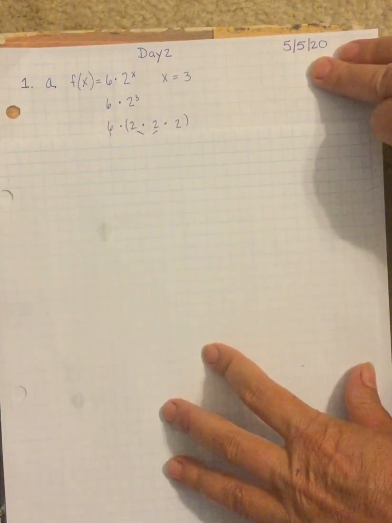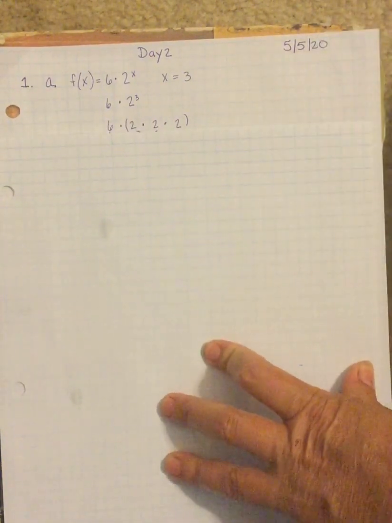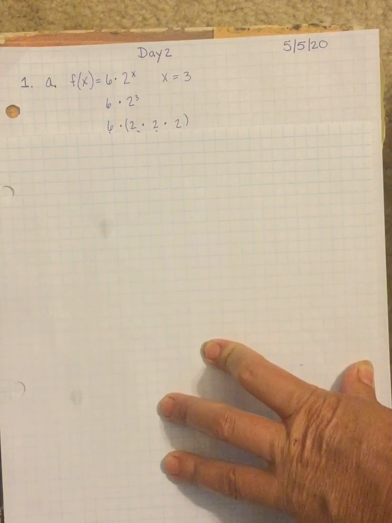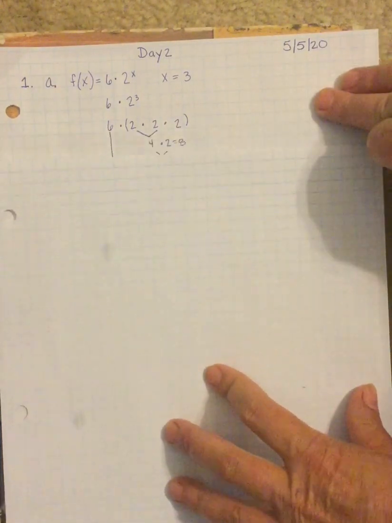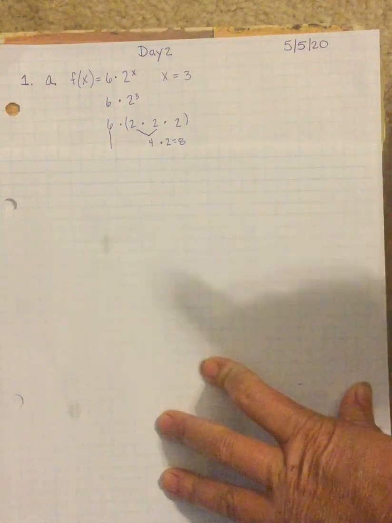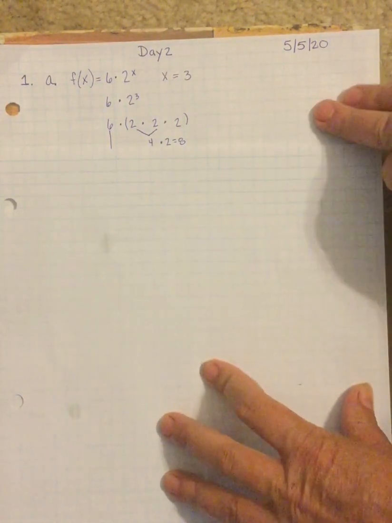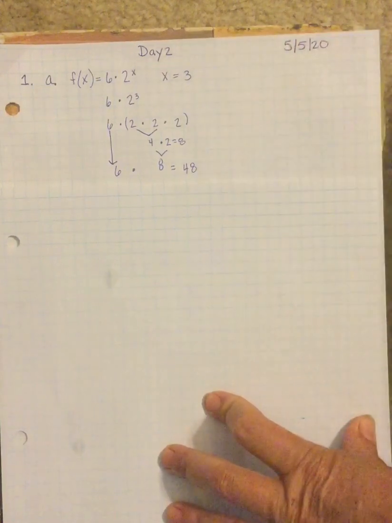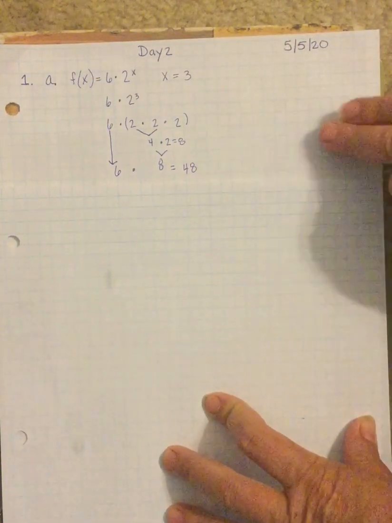And what that is, it is 6 times 2 times 2 times 2. And that's going to give you 2 times 2 times 2 is 8. And then 6 times 8 is 48.